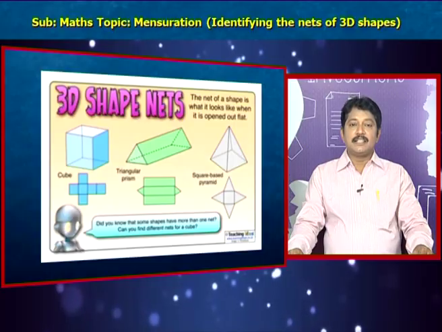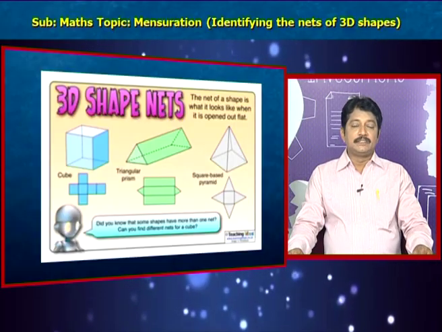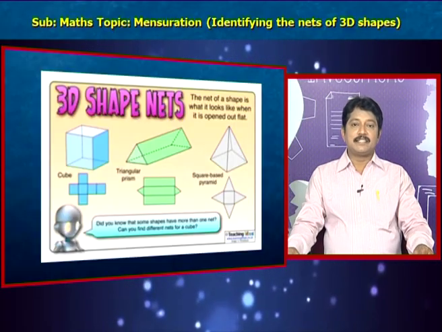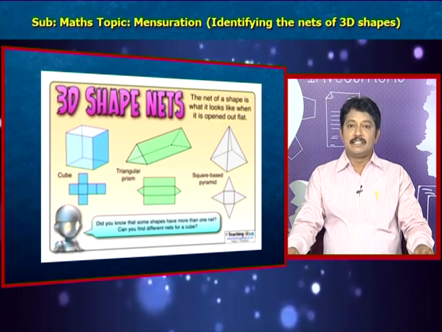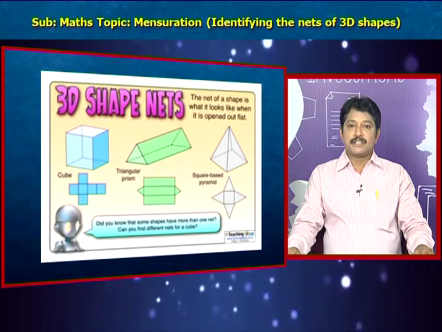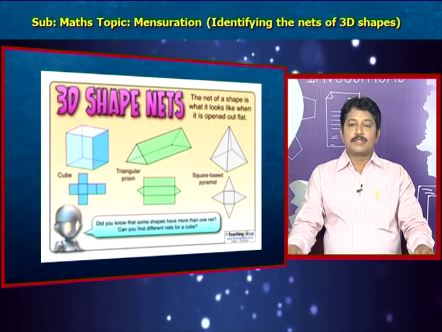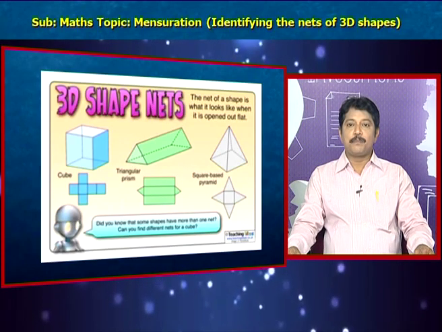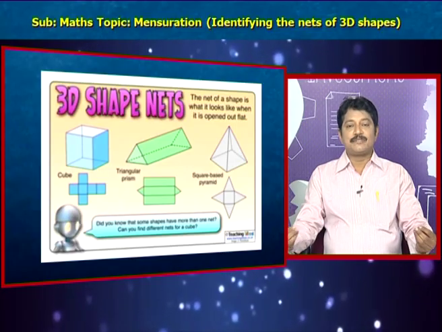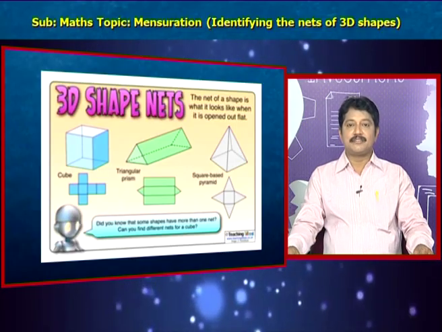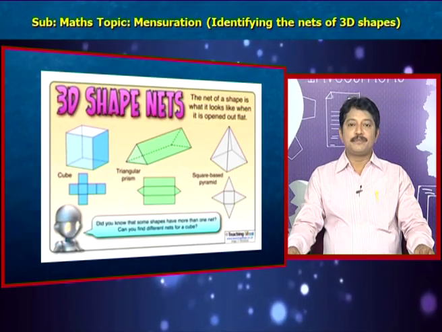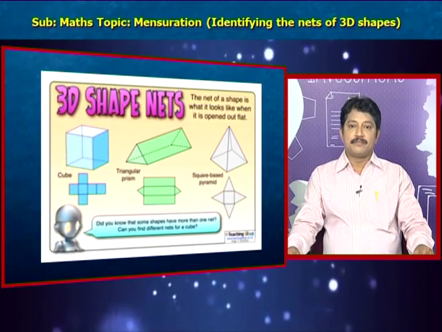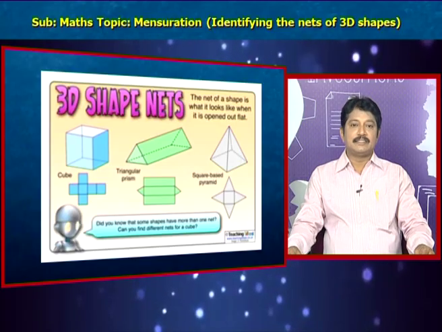Here you are seeing some 3D shapes. If you want to understand the 3D shapes, you have to understand the nets. That is very important. The net of a shape is what it looks like when it is opened out flat. That is the definition of a net. You are seeing a cube, a triangular prism, a pyramid and other things.